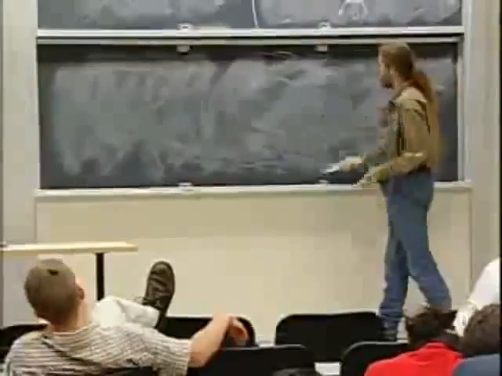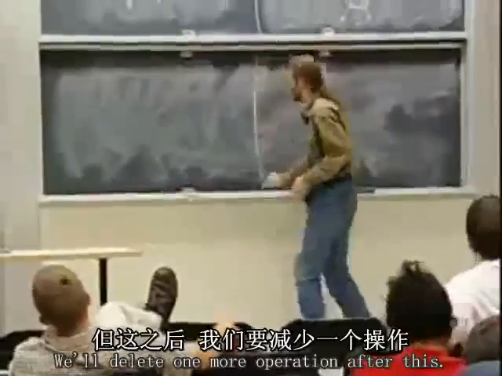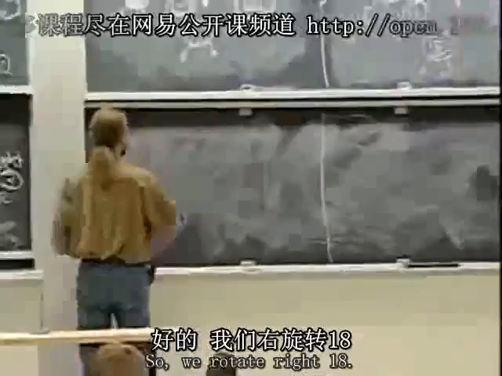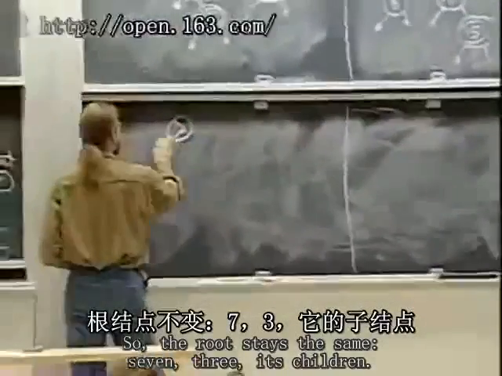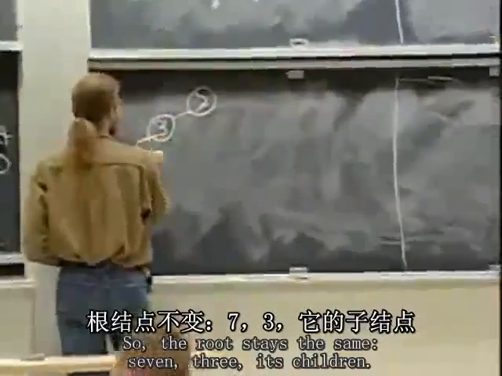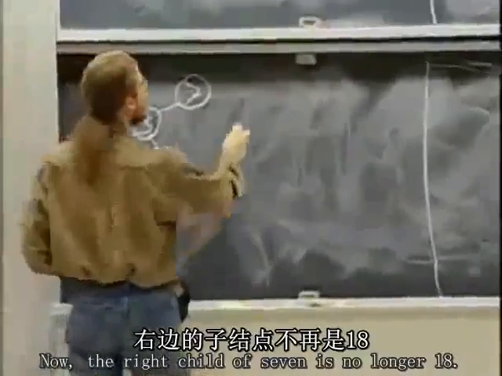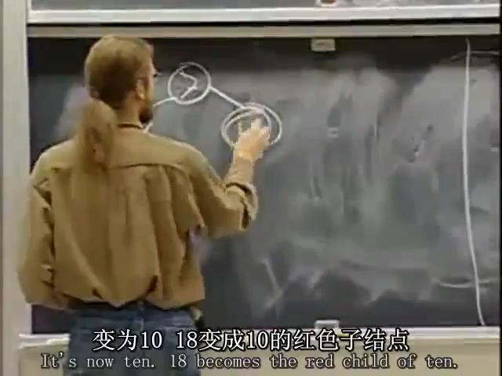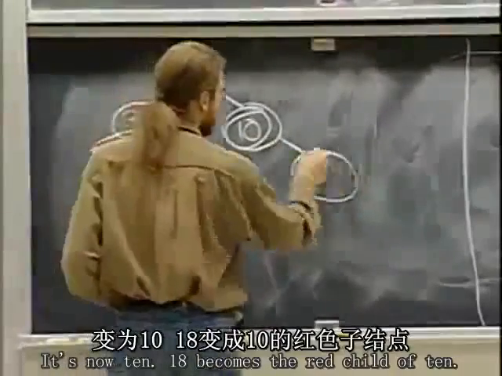Well, there'll be one more operation after this. So we rotate right 18. The root stays the same, 7, 3, its children. Now the right child of 7 is no longer 18, it's now 10. 18 becomes the right child of 10.